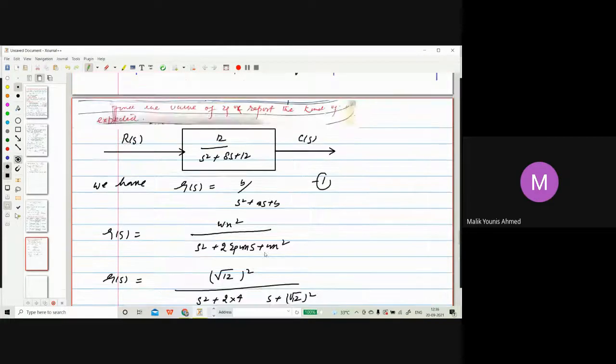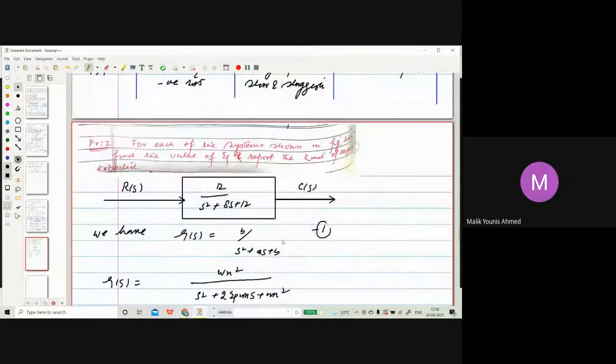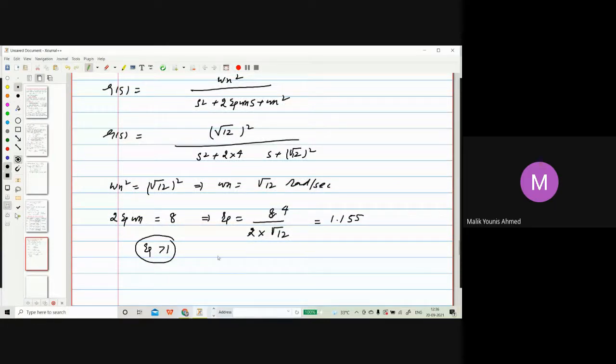Overdamped. So it's very clear. Sometimes this question can be asked in any type of examination. You will be given the system and you have to tell us the response.